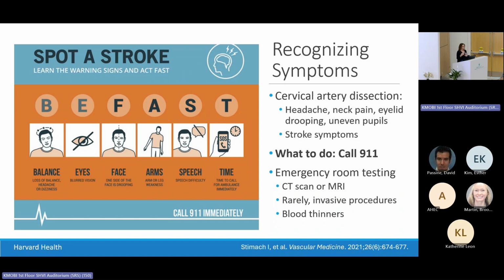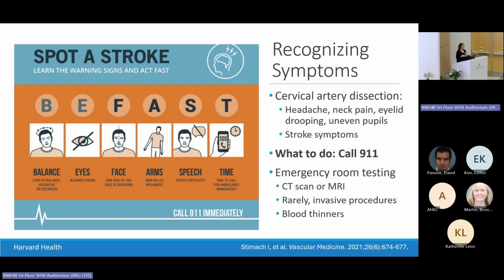And then T stands for time. So that's just really what to do. That's time to call an ambulance, time to call 911. I want to call out also if there's associated dissection, especially in the neck, there may be other things that are not these BE FAST symptoms. So that's things like a headache, neck pain, eyelid drooping, uneven pupils, things like that. And then again, those stroke symptoms that we're seeing here. So again, what to do if something like this happens, call 911, don't wait, this is an emergency.